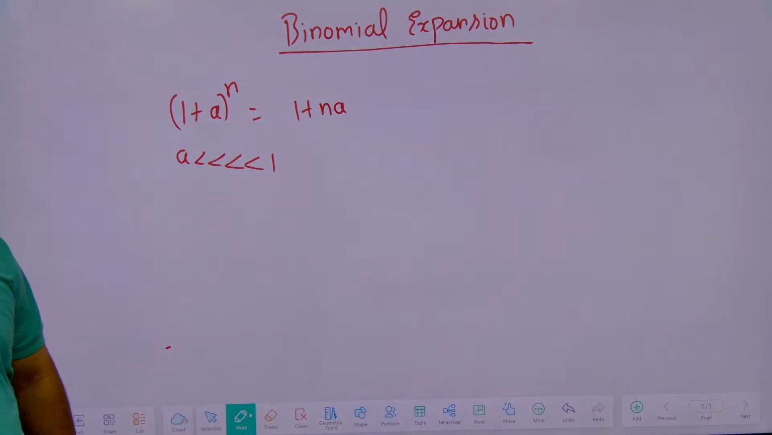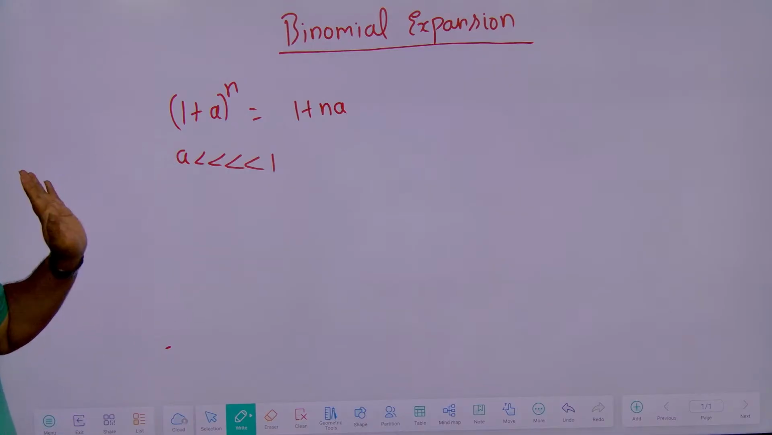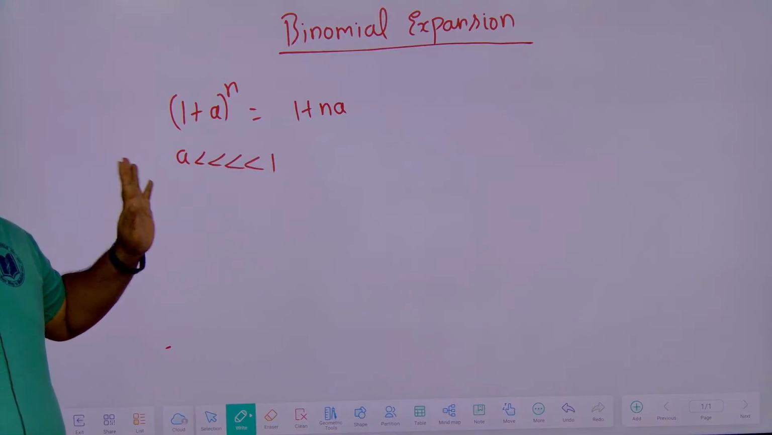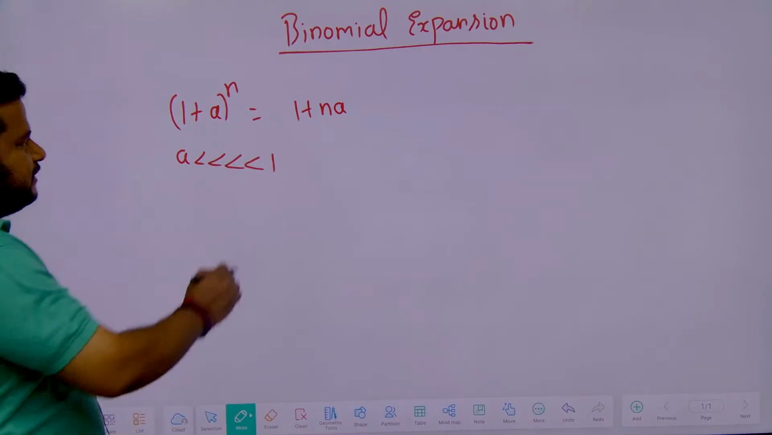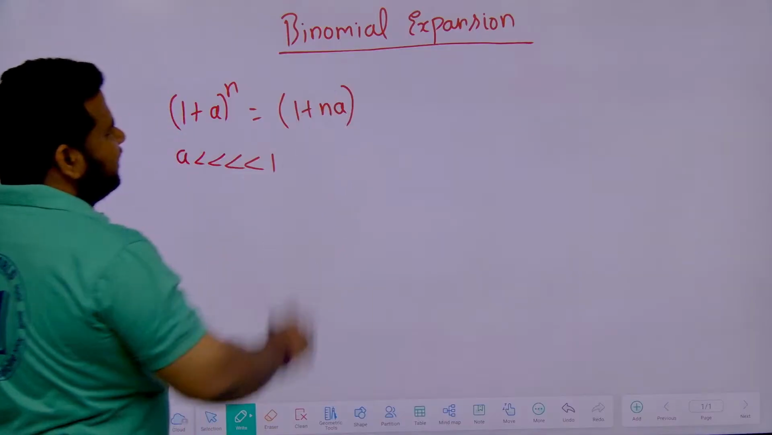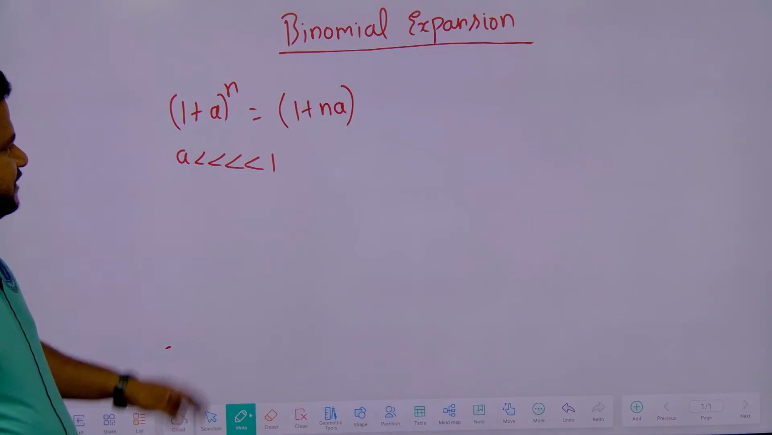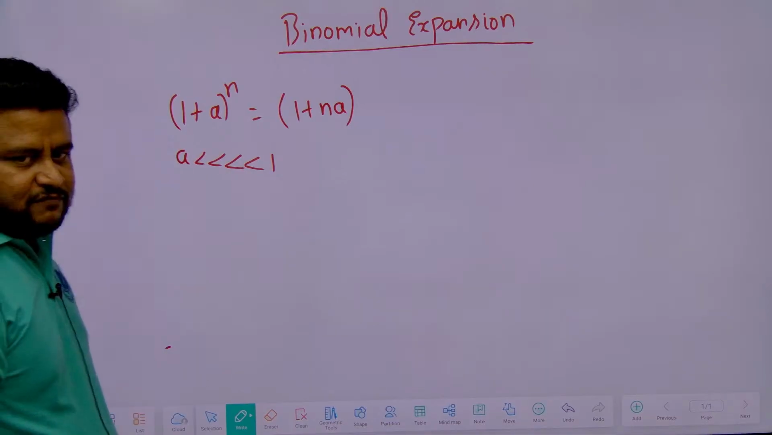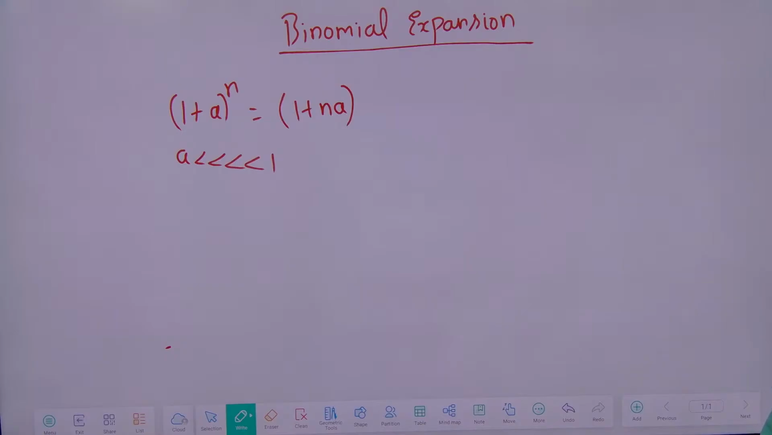You have this even in De Moivre's theorem, but don't confuse it with that. De Moivre's theorem is different, this is different. This is 1 + n times a. This is the meaning of binomial expansion, and this is how we will be using it in physics. First write this down, all of you.